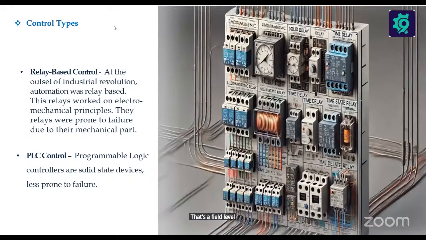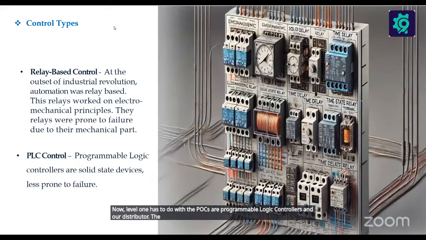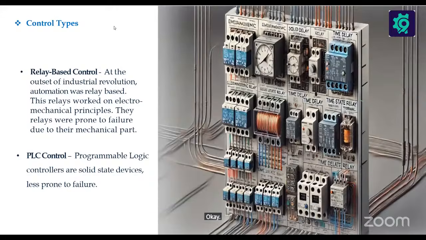Then moving on, we have the control level, which is level 1. Level 1 has to do with the PLCs, our programmable logic controllers, and our distributed control systems, and the rest. Then moving on from there, we have the supervisory level, which is level 2. Level 2 has to do with our SCADA and our HMI, which helps us in monitoring.